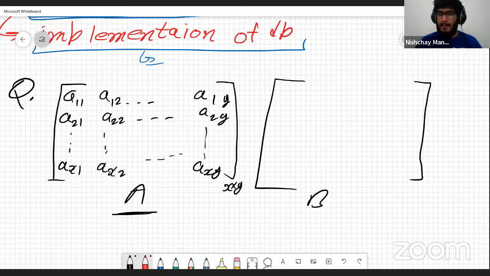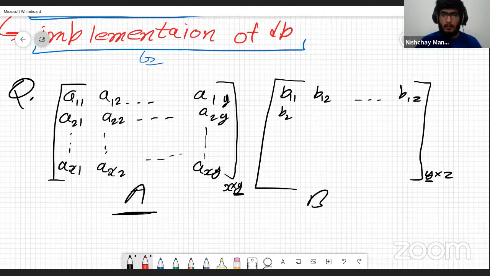And then we have the B matrix, which is going to be of the size Y into Z. So basically, the number of columns here is equal to the number of rows here, right? So this is B11, B12, up until B1Z, B21, B22, up until B2Z. Similarly, here it is going to be BY1, BY2, BYZ, right?